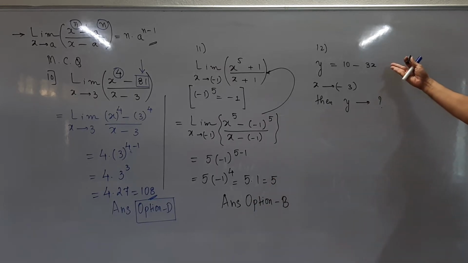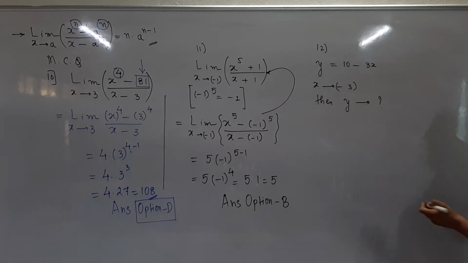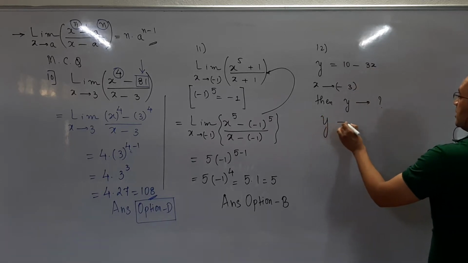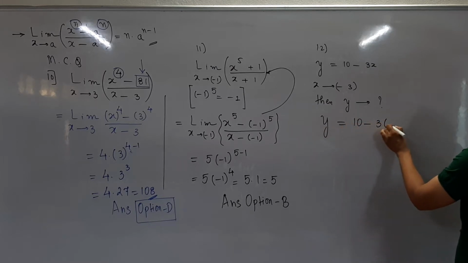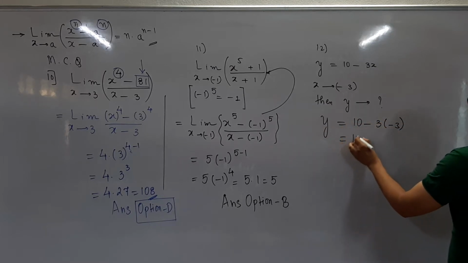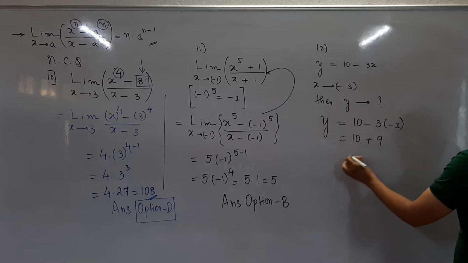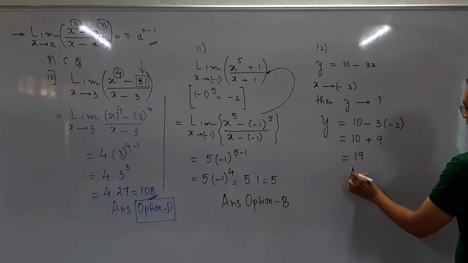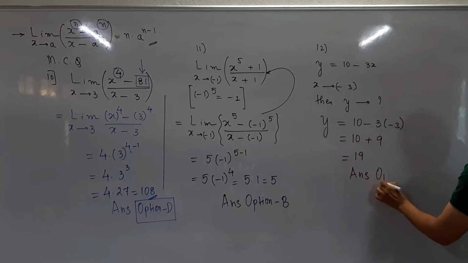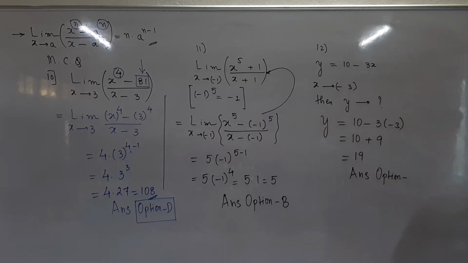Now this is very simple. As x tends to -3, we have to find what is the value of y. So simply take x as -3. -3 into -3 is +9. So the answer is 19. So the correct option is, students, option C.